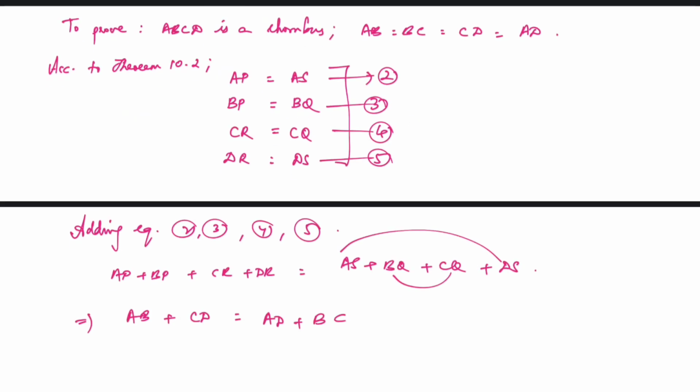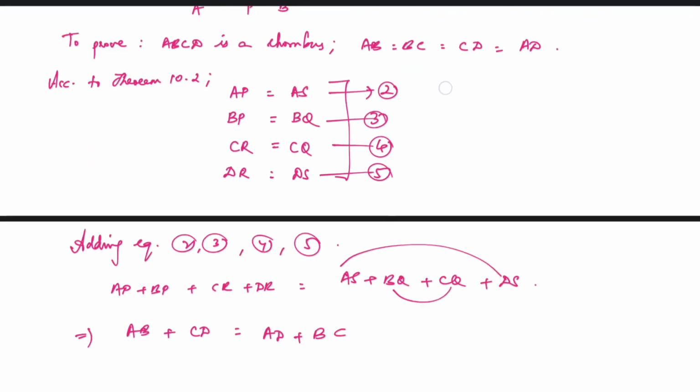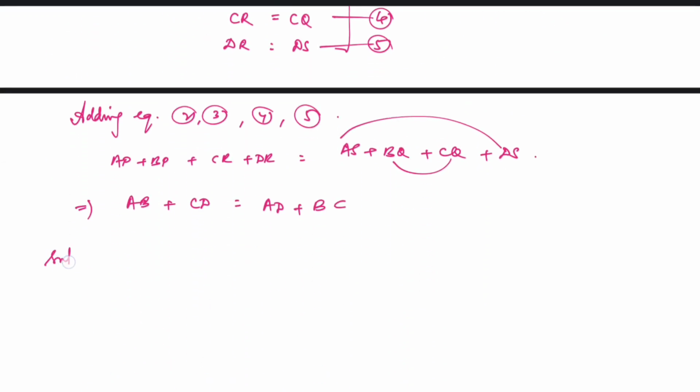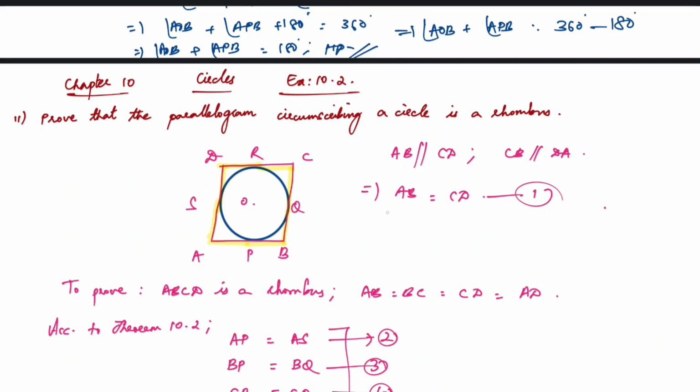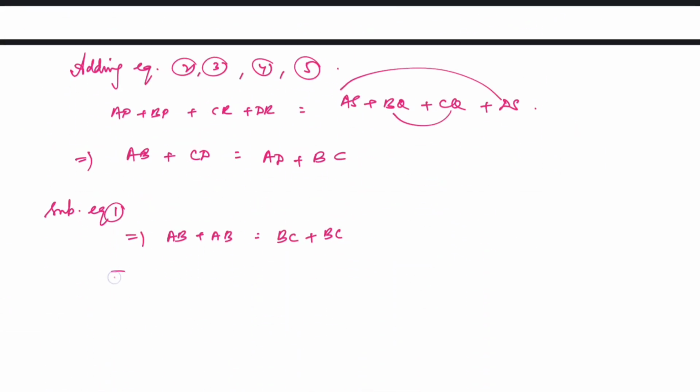We know that AB is equal to CD from equation 1. Substituting equation 1, we get AB plus AB is equal to BC plus BC. Since it's a parallelogram, AB is equal to CD. Similarly, BC is equal to AD, which gives us 2AB is equal to 2BC. Cancelling out the 2's, we get AB is equal to BC.